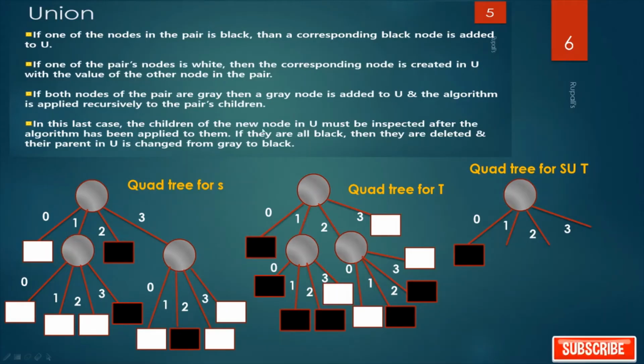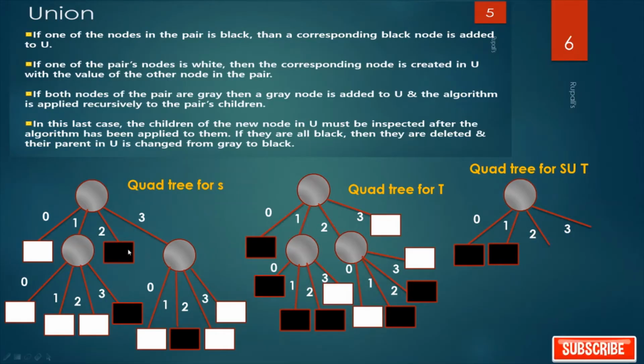If they are all black, then they are deleted. Then you have to delete all children and their parent in union is changed from grey to black. Just change the parent and make it black. So I repeat, first both are grey, then inspect the children. But after inspection, we get all children black. If all children are black, then just change the parent color, it becomes black.